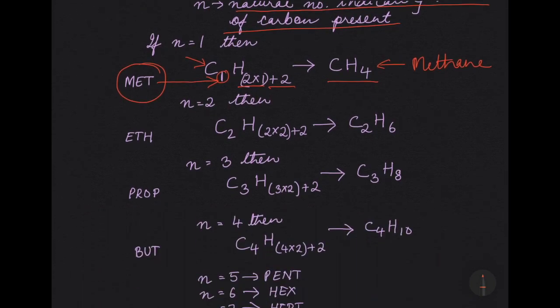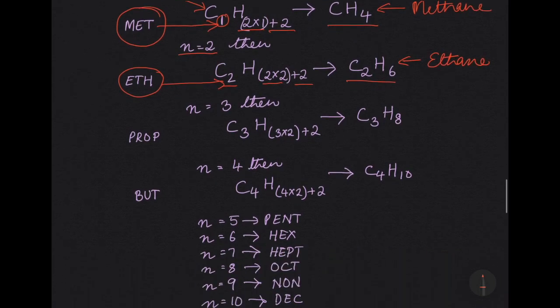Similarly, if there are two carbon atoms in that hydrocarbon, then according to the general formula, it will be C2H(2 into 2 plus 2). That means you will get C2H6. The term given is eth, so C2H6 is ethane.